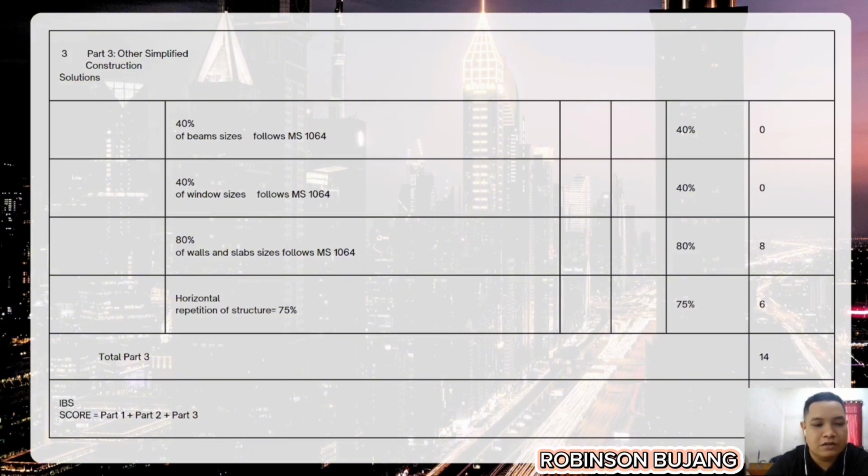Now calculate the IBS score for all parts. Part 1 plus part 2 plus part 3. We got 65.3.